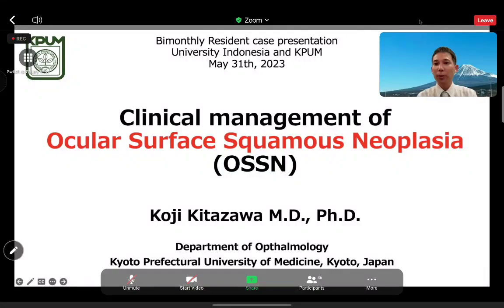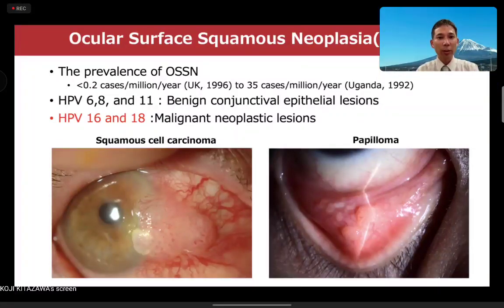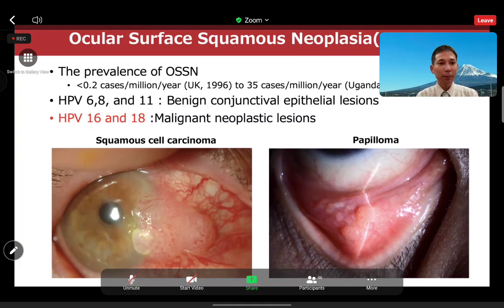Ocular surface squamous neoplasia. So let me get started. As you know, ocular surface squamous neoplasia is an ocular surface tumor.